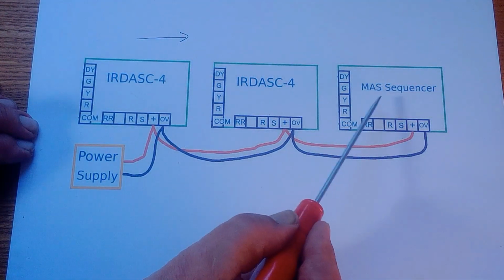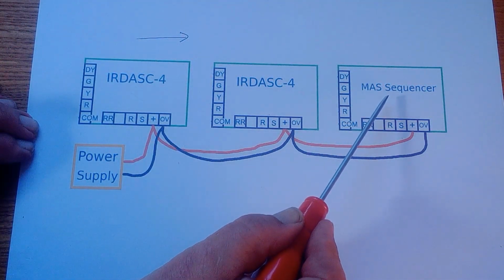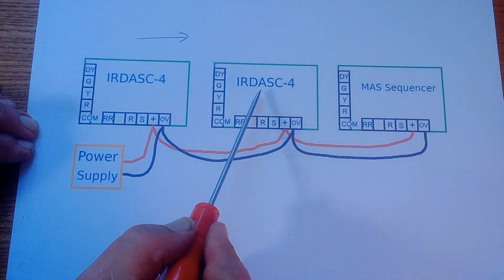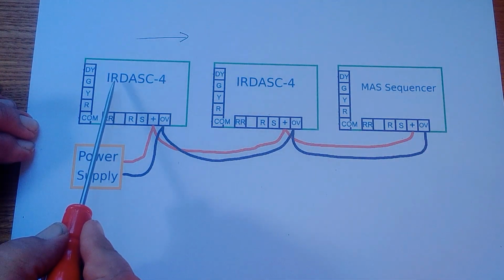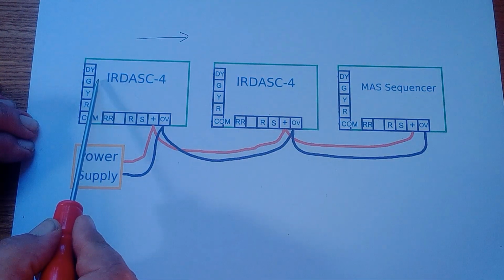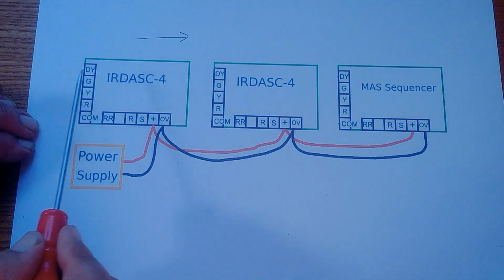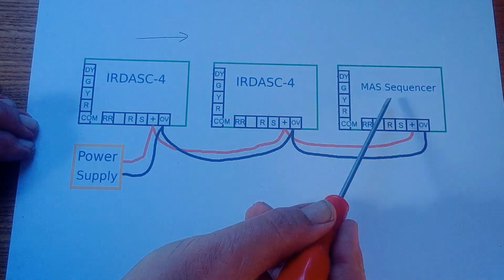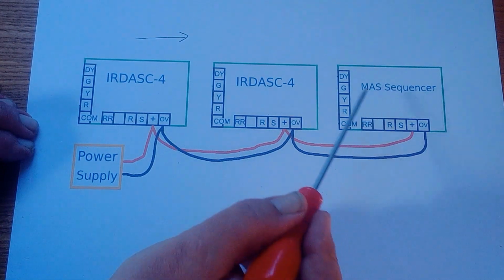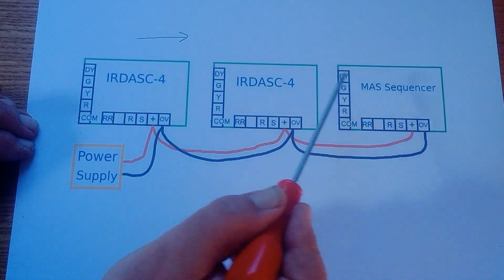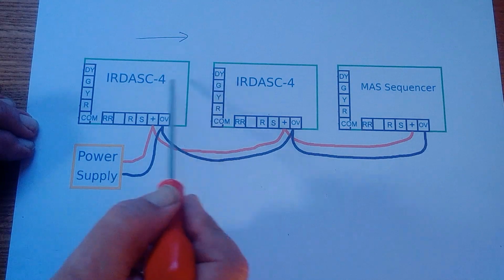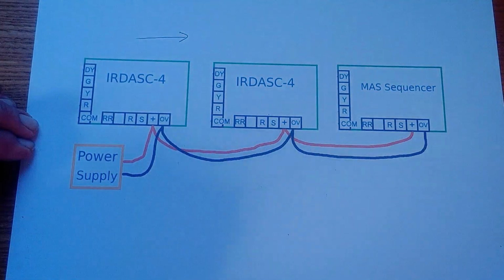Once the train is clear of the mass sequencer's detector, then this ADAS4 will go to yellow. This ADAS4 will go to green if it's a 3-aspect one, or to double yellow if it's a 4-aspect one. As the mass sequencer continues timing, it will eventually return to green, at which point every one of the signals will be back to green.